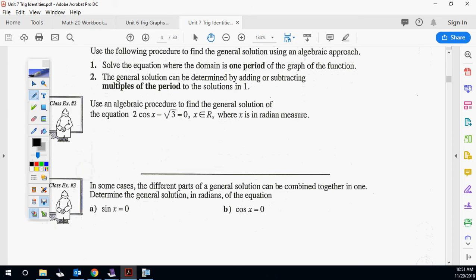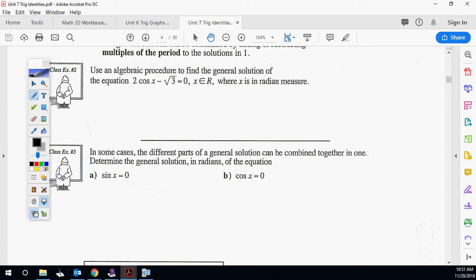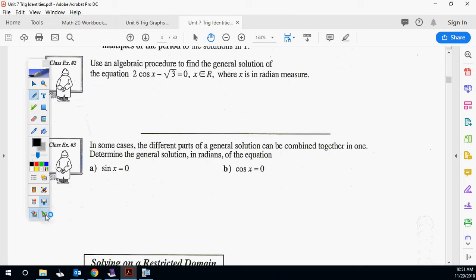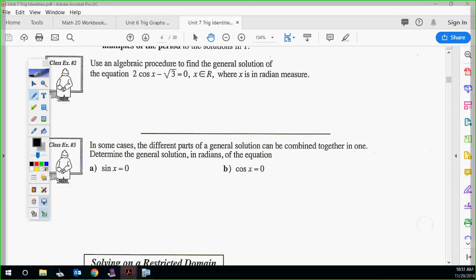Of course. Okay, so solve the equation where the domain is one period of the graph of the function. The general solution can be determined by adding or subtracting multiples of the period to the solutions in one period. So once you solve for one period, you can always add 2 pi n or subtract 2 pi n, if that's the period. So use an algebraic procedure to find the solution of this one.